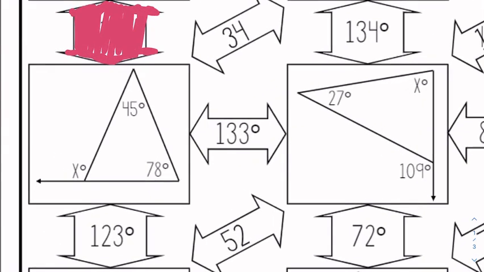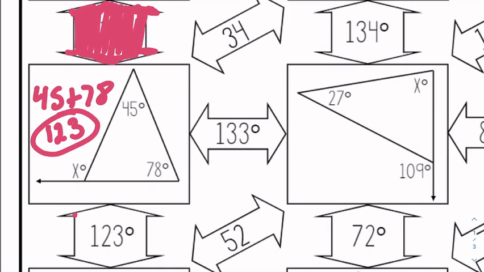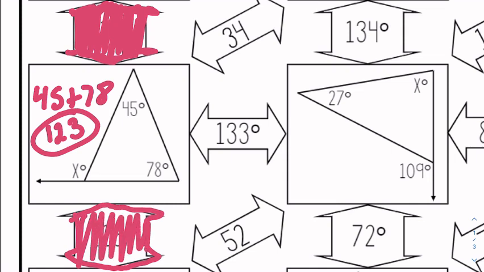All right, they gave us the two interior angles and we need to find the exterior angle. So we're going to add our two interior angles together, 45 plus 78, and that's going to give us 123. So we're going to come down this way. Go ahead and shade in that arrow.